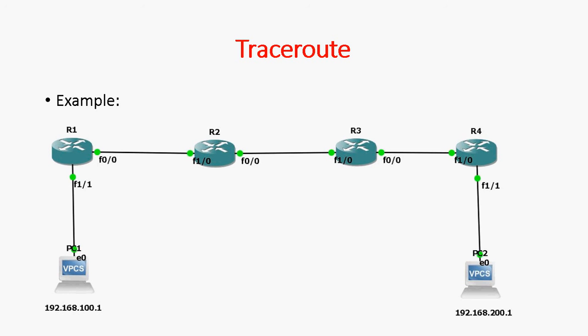Just go to PC1, give the traceroute command, and give the destination IP. The packet will go via R1 to R2, and the entire path will be shown. Exactly where the packet is getting dropped, you will not get that entry. From that, we have to figure out the issue.